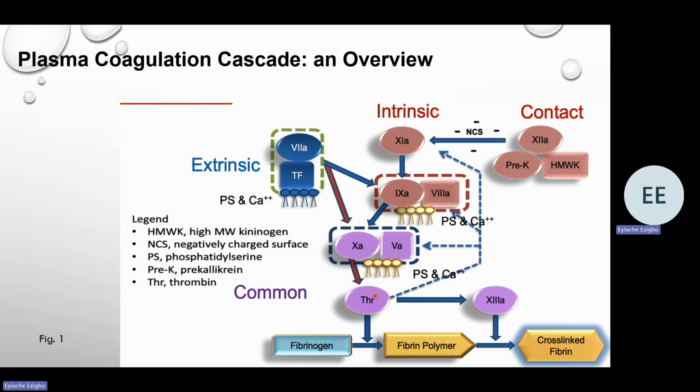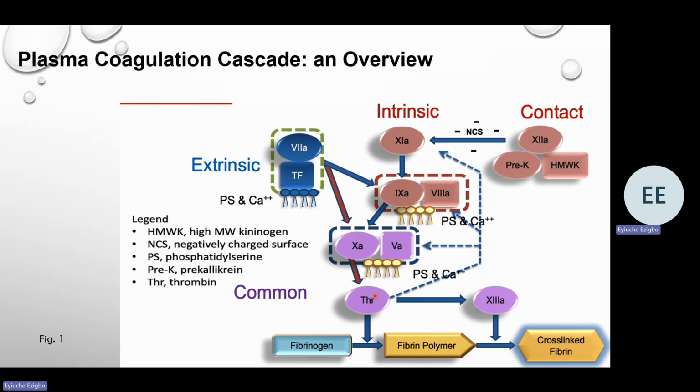The two pathways have a common factor 10, factor 5, prothrombin, and fibrinogen. This portion of the coagulation pathway is often called the common pathway because it is common to both the intrinsic and the extrinsic pathway. So we now know the reason why this pathway is given the intrinsic name, the other one is given the extrinsic name, and then the common pathway, because all of them culminate and come down to the common pathway.